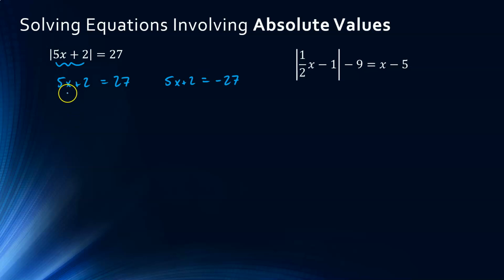So when I solve that first one, I would subtract 2 from both sides. And by the way, when you write it as two separate equations, you don't include the absolute value anymore. So please do not leave the absolute value in there anymore. It's done after we separate it out into two separate equations.